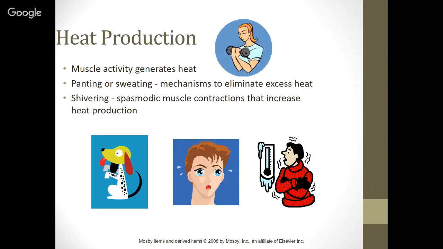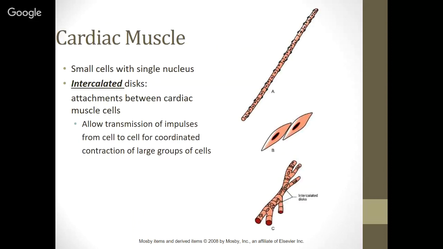Heat production. Muscle activity generates heat. Panting or sweating are mechanisms to eliminate excess heat. Shivering is a reflex that causes spasmodic muscle contractions that increase heat production. So our body knows how to create heat as well.